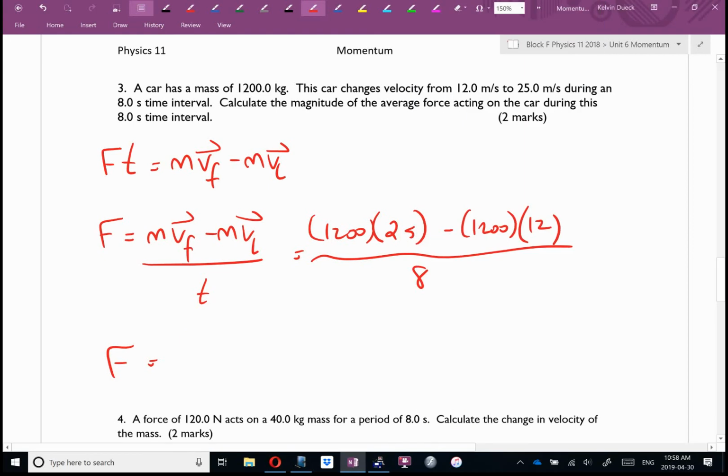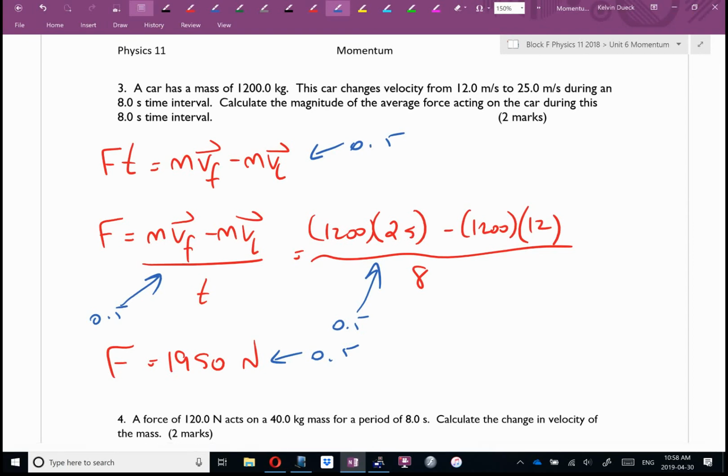People are nodding. Units, it's a force, so newtons. Direction, I didn't ask for one because I didn't give you enough information to give me a direction. That's why I said magnitude of the force. If you got that right, 2 out of 2. Otherwise, I would probably do something like half mark if you got the F by itself, half mark for the numbers, and a half mark for the answer. Did anybody use the F equals ma method and find a by going VF minus VI over T? If you did, I would give you full marks. You get the same answer.